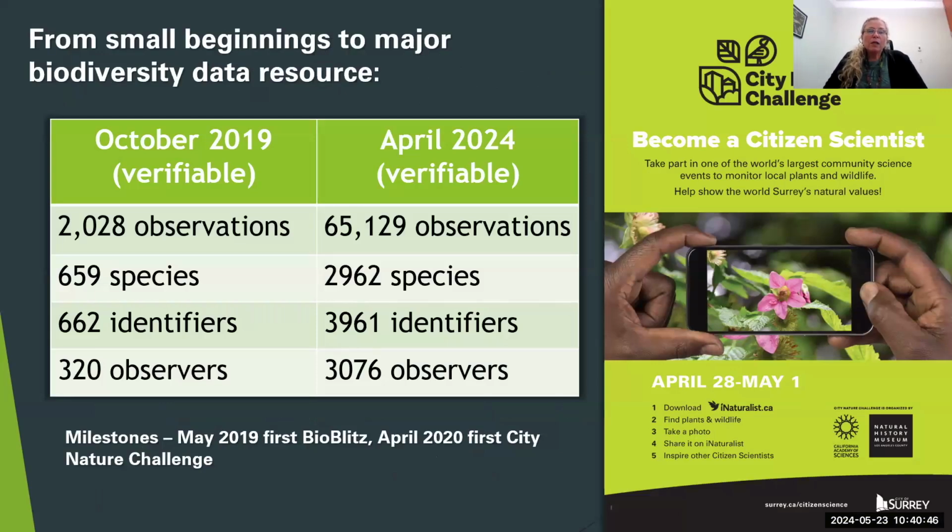So this is just an example of when we started and how far we've come with this. As I said, we created our place in the iNaturalist universe in 2019. And when Surrey was first on the map, we had a couple of thousand observations. So this is 5 years ago, and we're now at 65,000 observations. And of course, a lot of that has been due to engagement with the public.